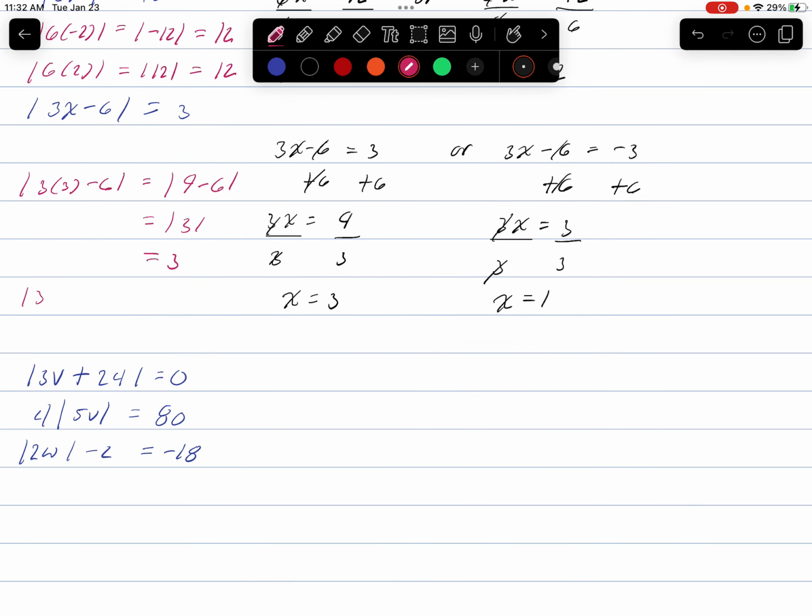So if we have 3 times 1 minus 6, we get just 3 minus 6, which is the absolute value of negative 3, which just gives us 3 as well. So that also makes sense. So both x equals 3 and x equals 1 will work here.